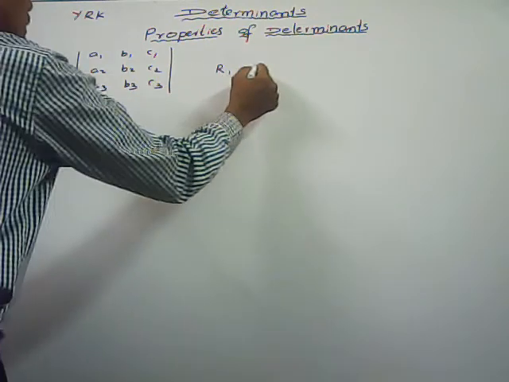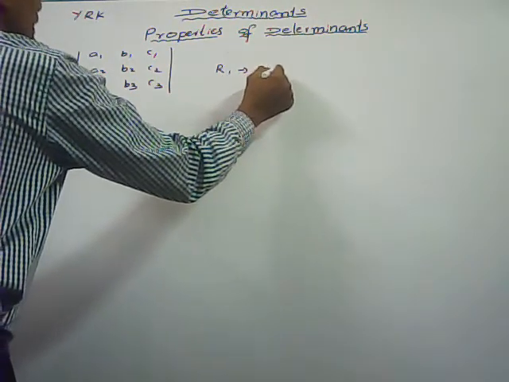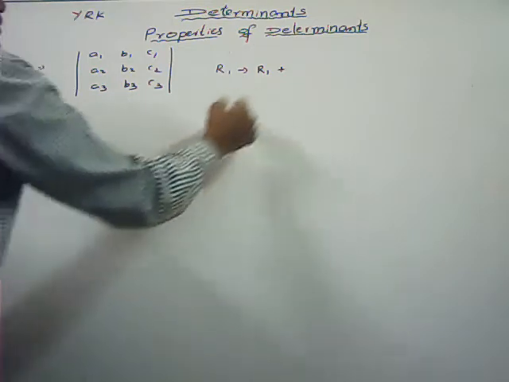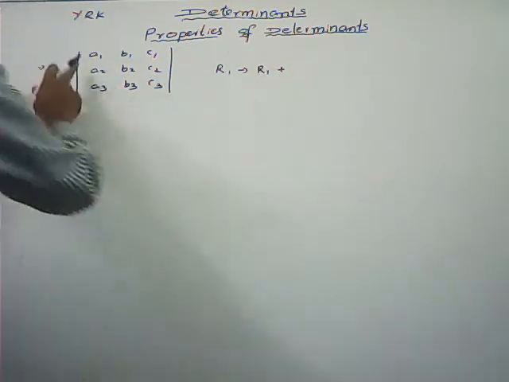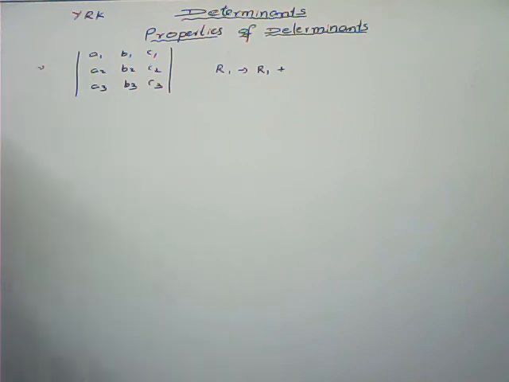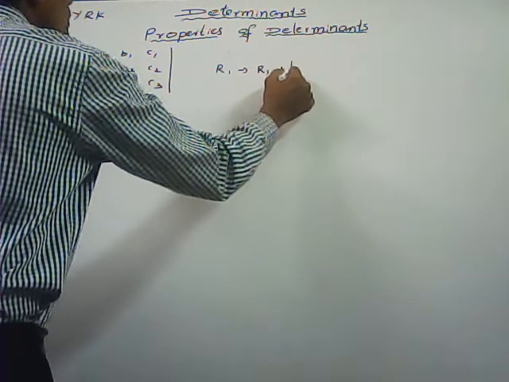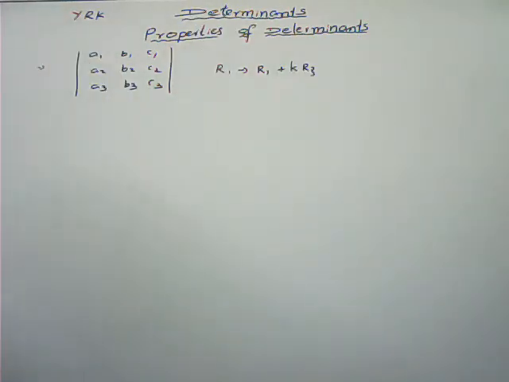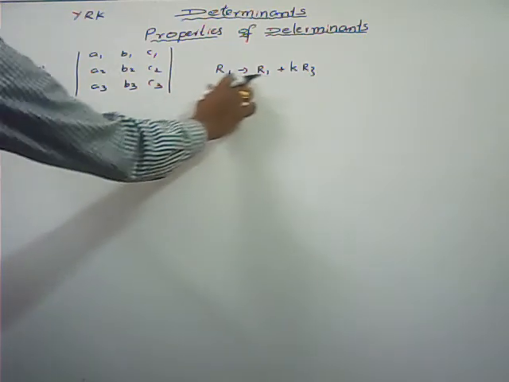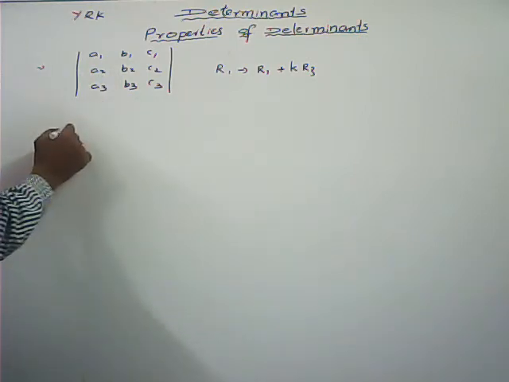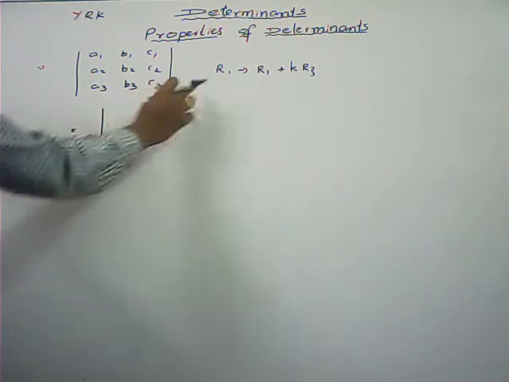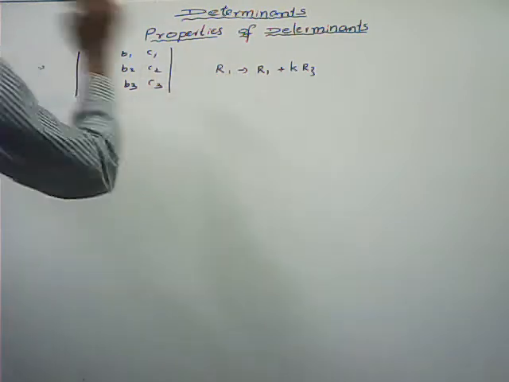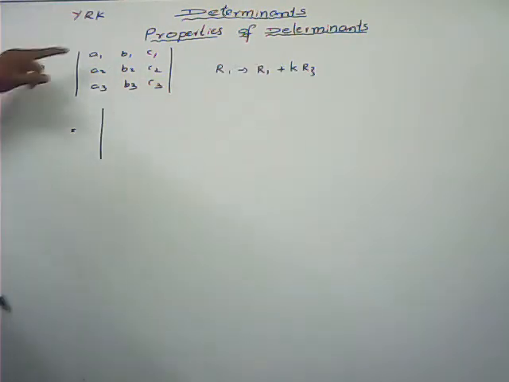The sum of the elements of R1 with the corresponding elements of R3 multiplied by some non-zero constant k, then there is no change in the value of the determinant. If I apply that operation here, how to write this one? Here that result I am putting in R1, R1 plus KR3.